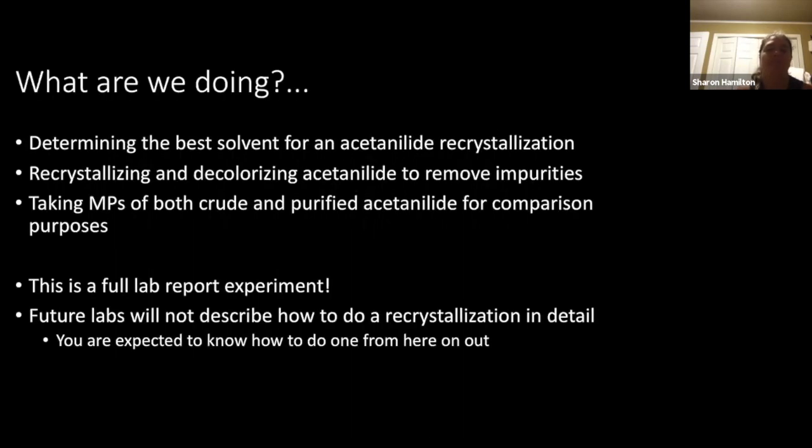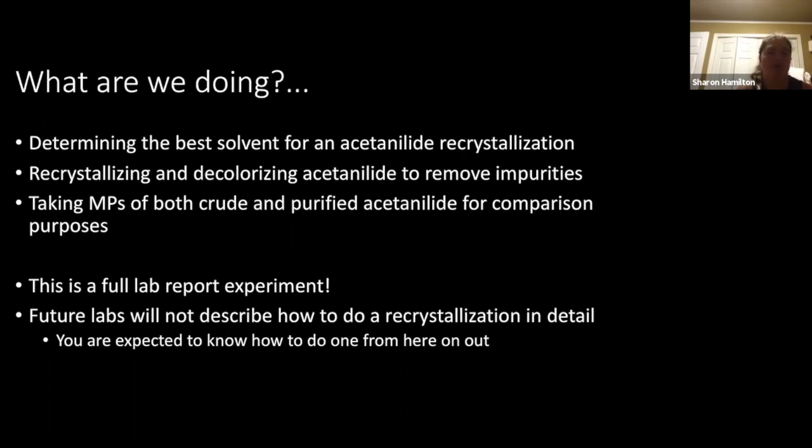All right, this is the pre-lab lecture for our recrystallization experiment. This week we will be purifying acetanilide through the process of recrystallization. To summarize, ultimately what we're doing this week, we have to first determine the best solvent for acetanilide recrystallization. You'll be recrystallizing and decolorizing your acetanilide to remove any impurities that might be present.